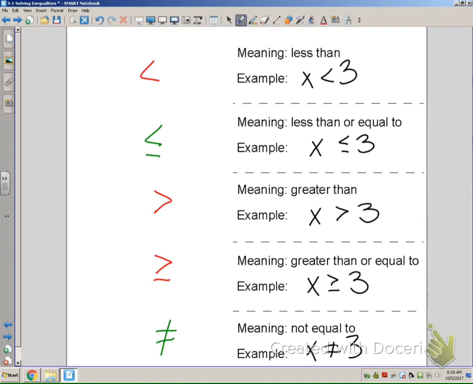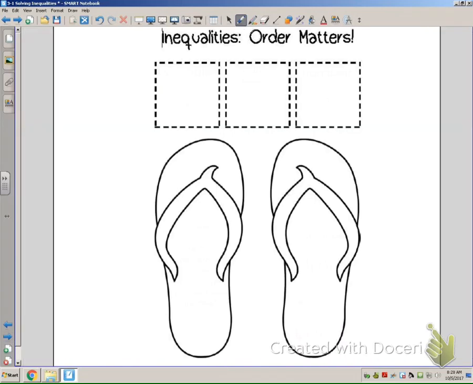Okay, this is a little flip chart that I was going to pass out to you, but I don't think you guys will need it. This is just a review, but if you do want it, let me know. I just wanted to put the symbol, less than, and then underneath of it, you could give an example of each. And then we've got this symbol down here, which means not equal to.